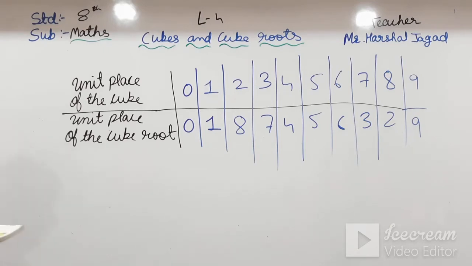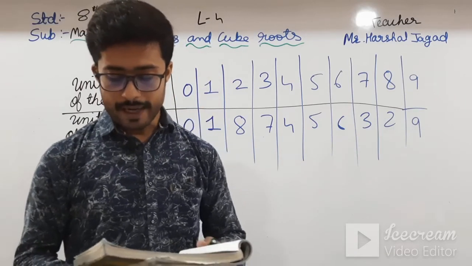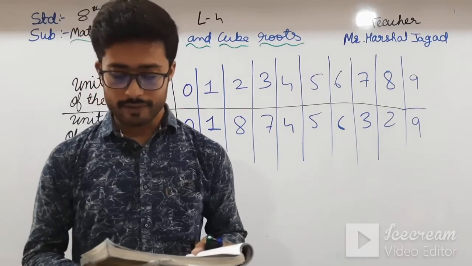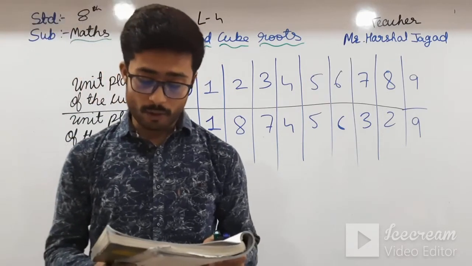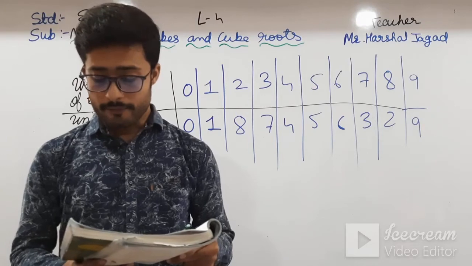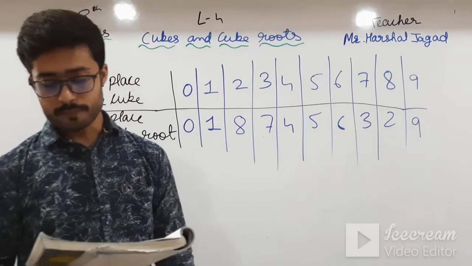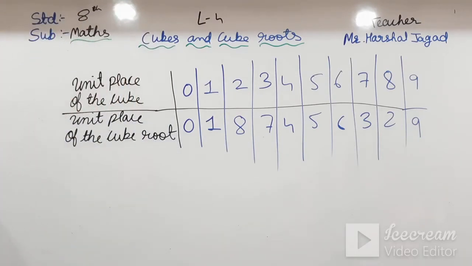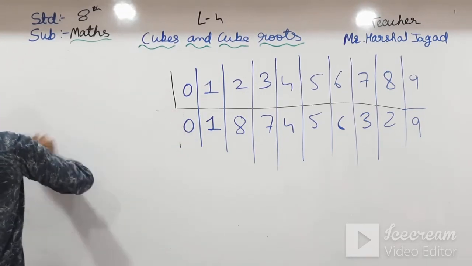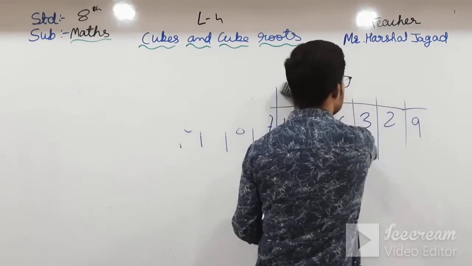Now we will go to the second property, that is the number of digits in the cube root. To find the number of digits in the cube root, we mark the digits of the cube in groups of 3, starting with the rightmost digit. For example, the number of digits in the cube root of 50,653 would be given by the number of groups of 3. So the second property says that we have to make groups of 3 digits, and it should start from the right side.